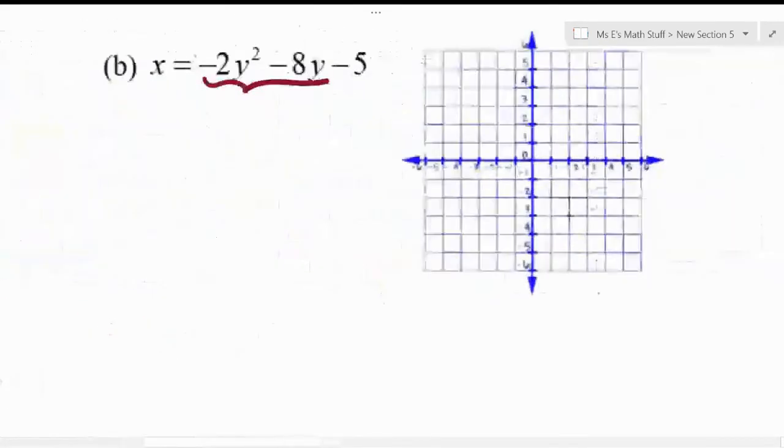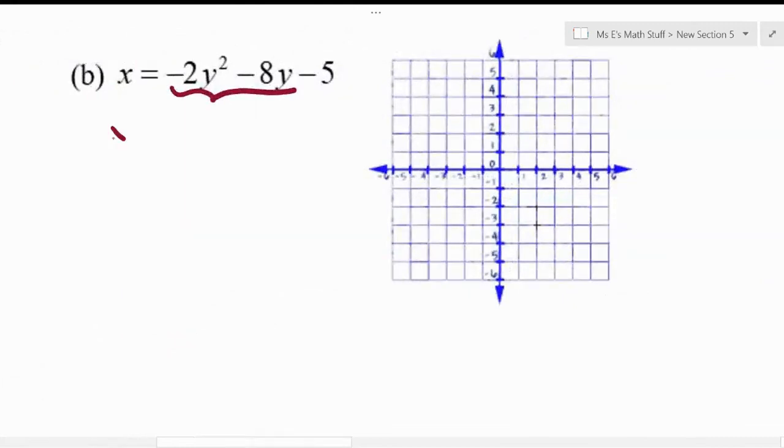Okay, so factor out the leading coefficient, which is negative 2, and only factor it out of the y terms. So negative 2 times y squared, and then positive 4y. What are we going to do with the constant term? We're going to kick it out. It's for everyone's own good.